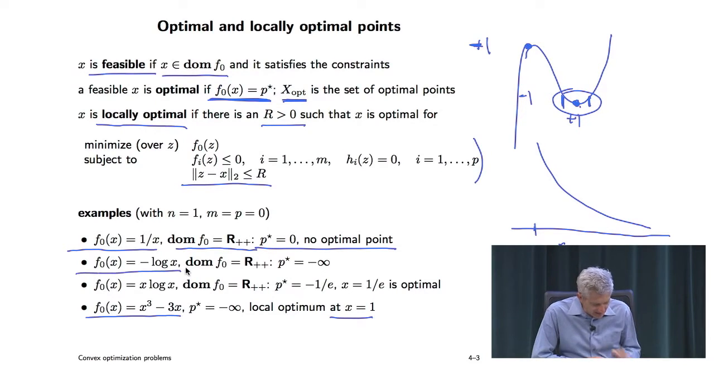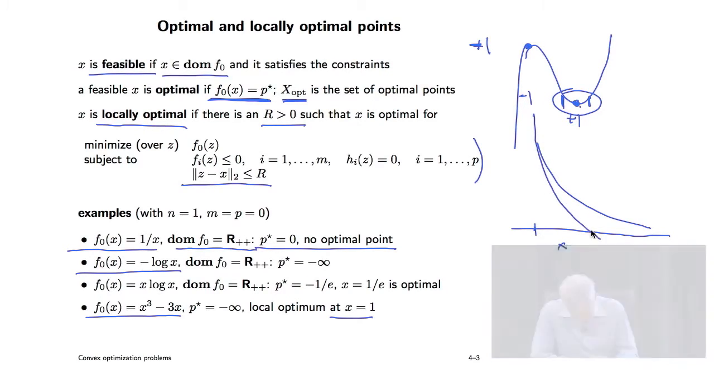Another one would be minus log x. So minus log x would look something like this, but it would come down at 0. At 1, it would go through the value 0, and then it would keep going down very slowly, but it keeps going down. And it goes down as low as you like. That says p star is minus infinity, because for the infimum of all these points, you just take x again as big as you like.